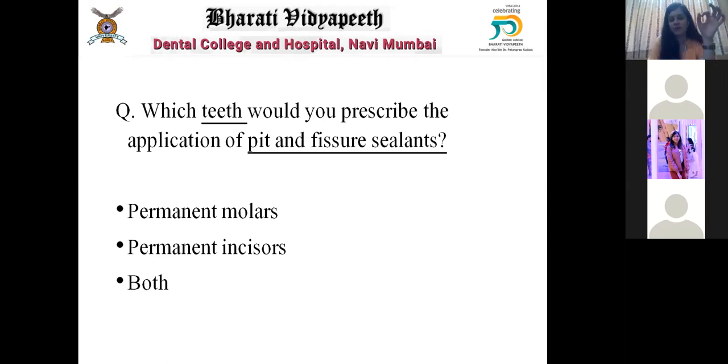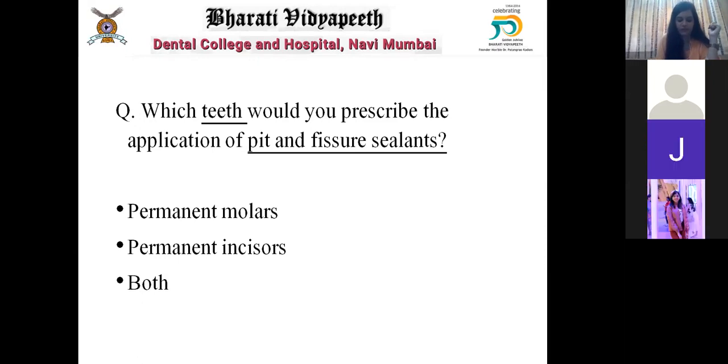Permanent molars, permanent incisors, both. Now you all can answer. Janvi. Ma'am, permanent molars. Okay, the answer is permanent molars. Why not permanent incisors or both? Ma'am, because permanent molars usually have very deep pits because they have just developed, so there are more chances of developing caries posteriorly. Even with brushing, children sometimes do not brush properly, so the brush might not reach there, and they might develop caries there more than in the incisors.